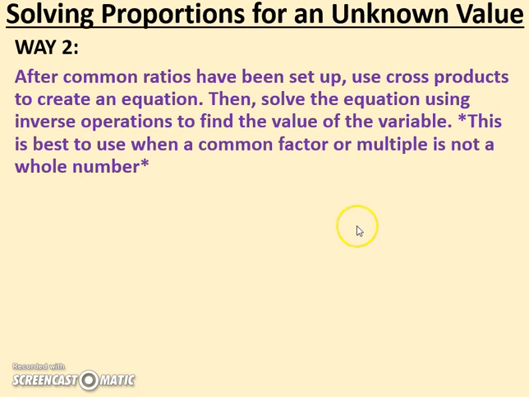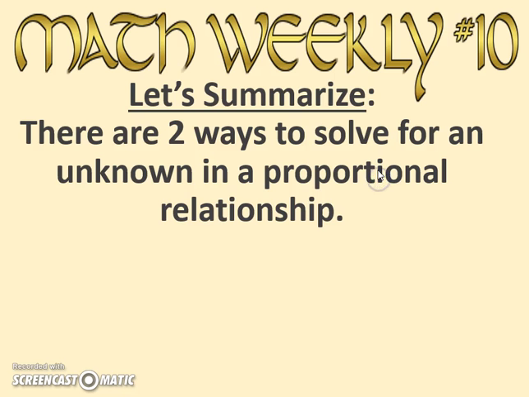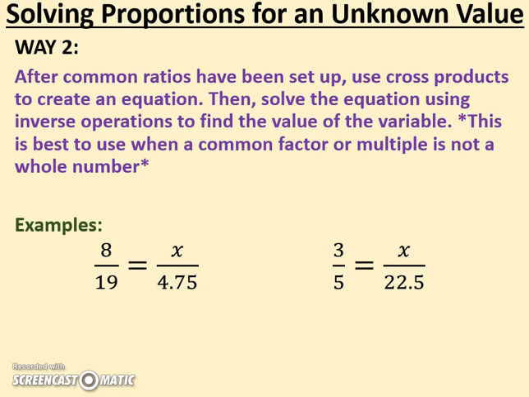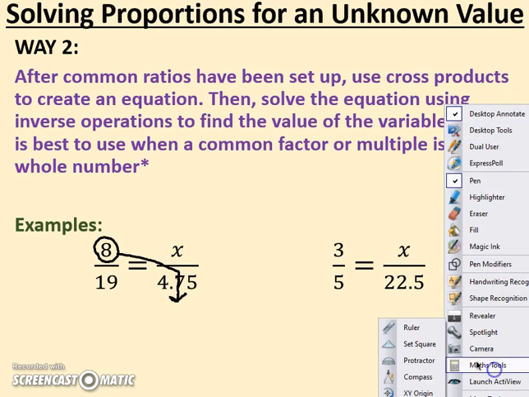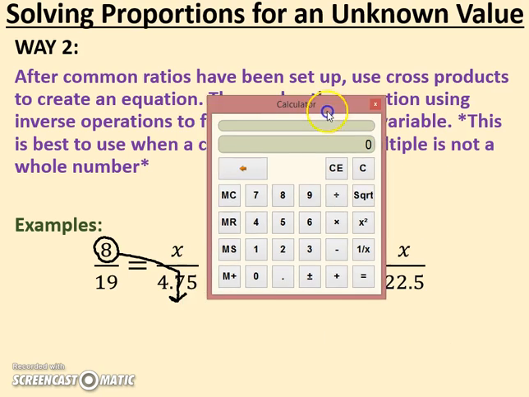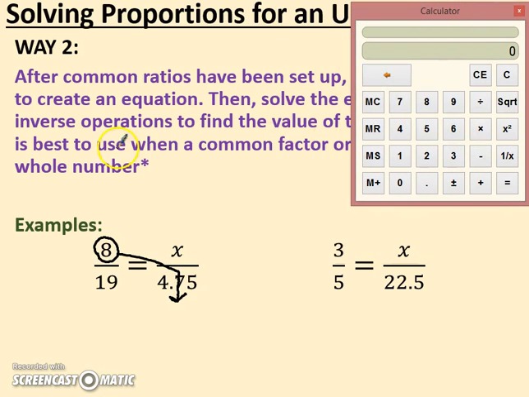After common ratios have been set up, use cross products to create an equation, and then solve the equation using inverse operations to find the value of the variable. Here are our two examples. Now, even though I say it's best to use, this strategy works for any example. We could have used it on the last two as well. So, we need to work on our cross products. So we have to do 8 times 4.75. Since we're getting close to our time limit of 15 minutes on this video, we're going to use the calculator.